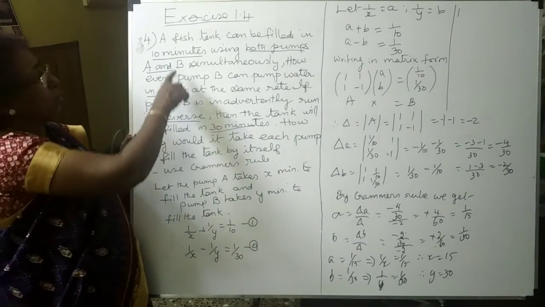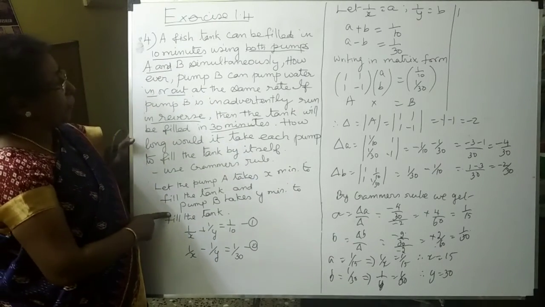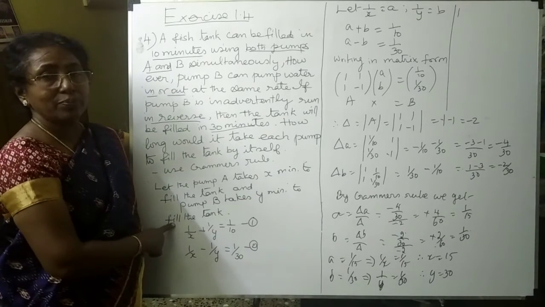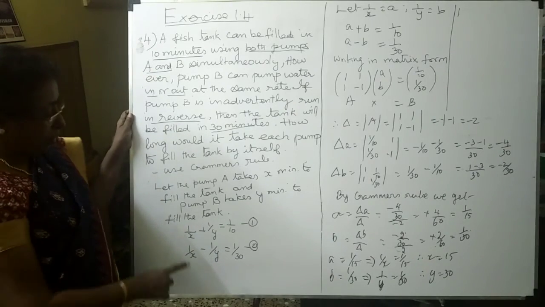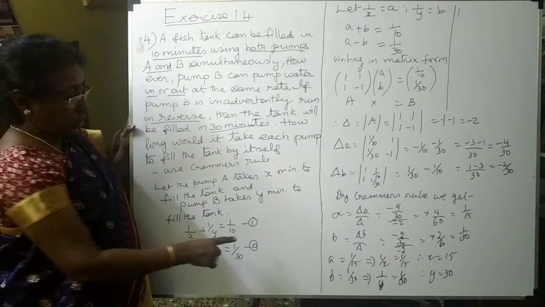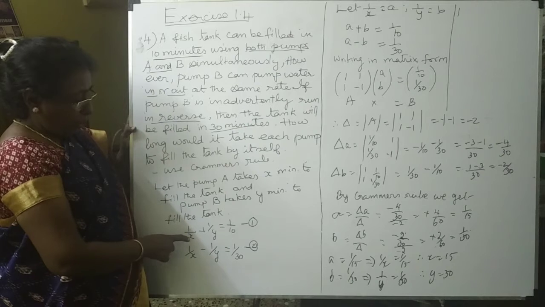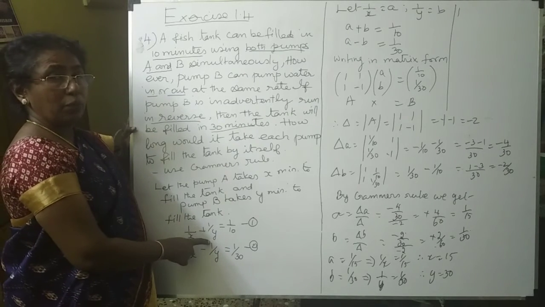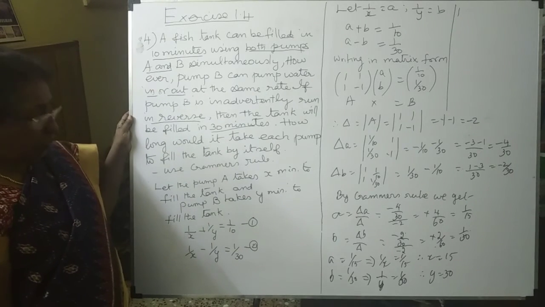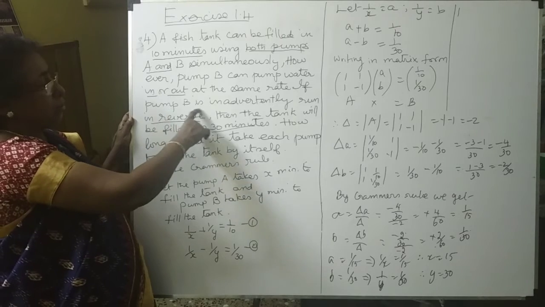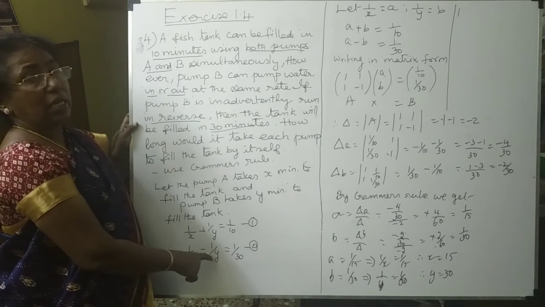So let us assume, let the pump A takes X minutes to fill the tank and let the pump B takes Y minutes to fill the tank. So let us find out the amount of water that is filled in 1 minute. So in 10 minutes, one full tank. So in 1 minute, 1/10 tank. X and Y together. Therefore, pump A 1 by X, pump B 1 by Y. Together 1/10 of the tank is getting filled. Next, the pump is running reverse. Hence, it will be emptying the water.